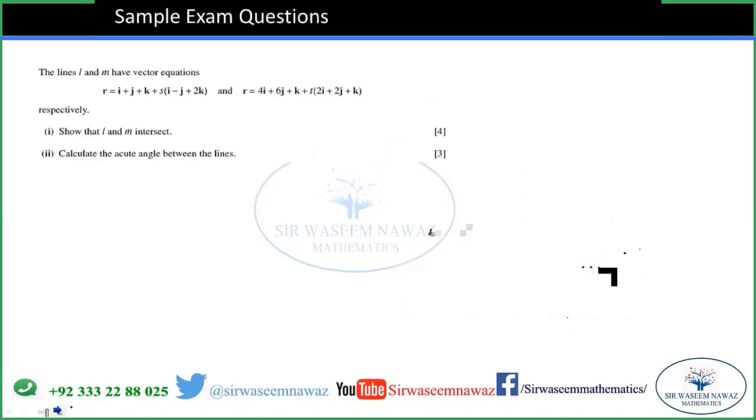Look at your exam question. The lines L and M have vector equations here. r is equal to i plus j plus k plus s times (i minus j plus 2k), and r is equal to this one. So we have two equations here. Again, this is the position vector of the first line, this is the direction vector, this is the position vector of the second line, and this is the direction. Show that L and M intersect. We have to show that they are intersecting.